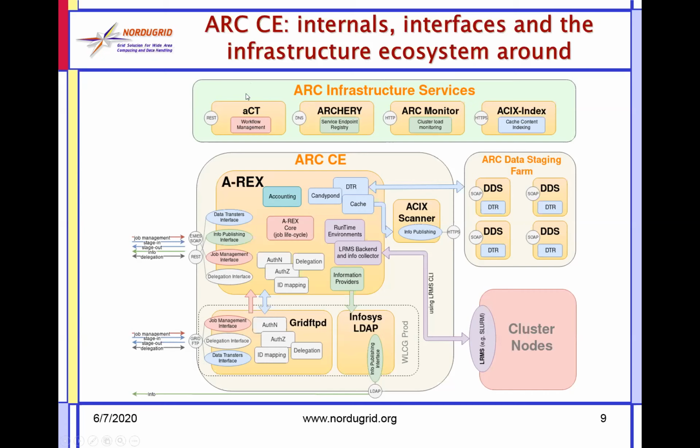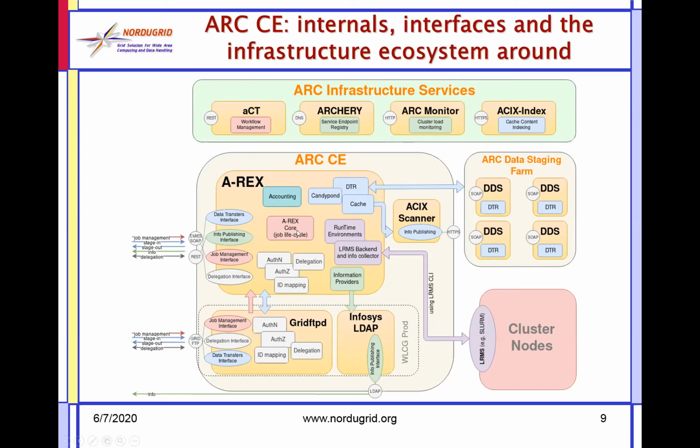We have aCT, which is a workflow management engine for the ARC jobs running on ARC6. Atlas is using this very much. We have an indexing service for the ARC registry, which is a DNS embedded solution. We have a monitoring interface, a nice web server pulling information from the computing elements. And then we have a service which can index the content of the data cache. These are the additional services.